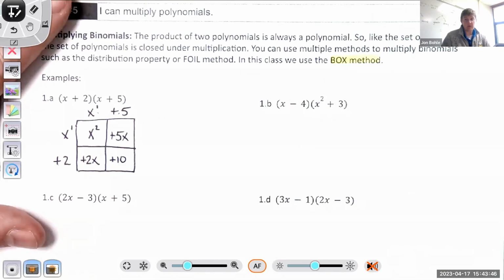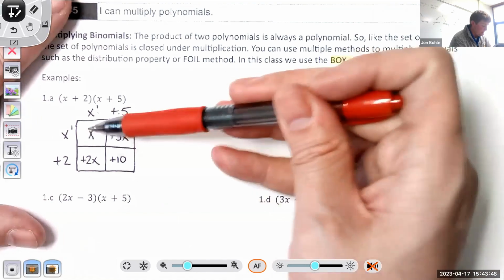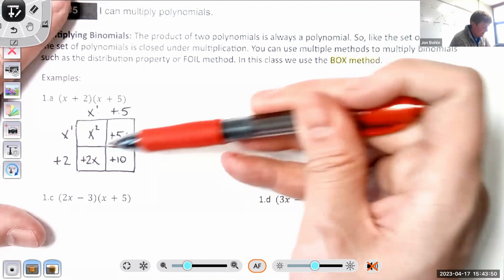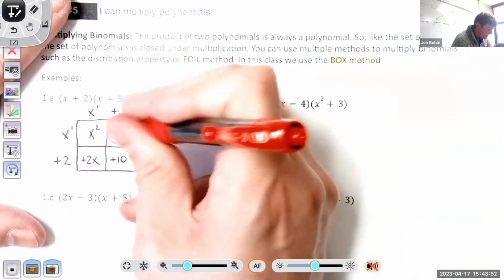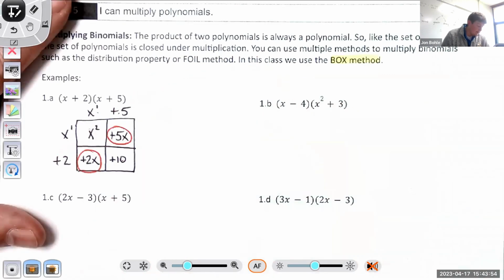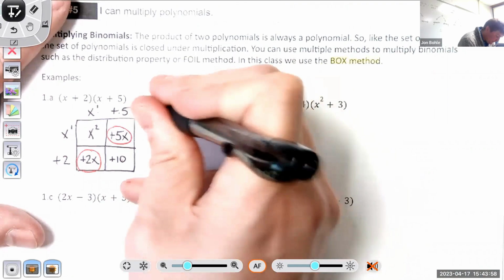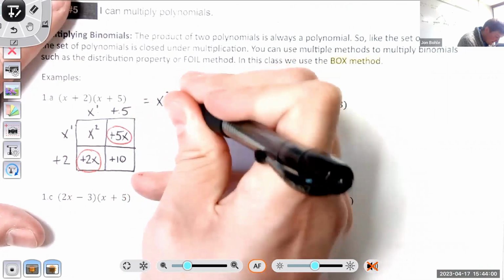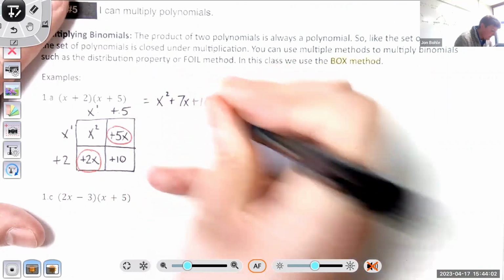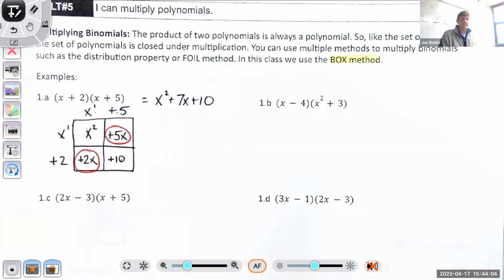So now we have an x squared here. We have 10 ones here. We need to find that these are alike terms. And since they're alike, you're going to add them together. So 5x and 2x is 7x. My answer is x squared plus 7x plus 10.